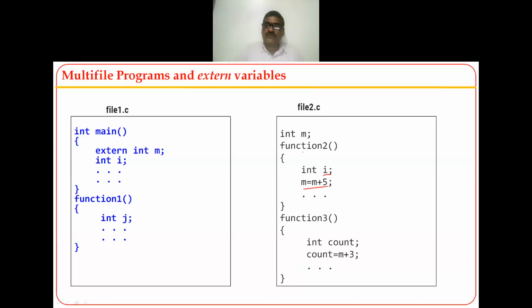Here m is equal to m plus 5. We are making the change for global m in this function. So function 3, int count equal to m plus 3. So we are accessing m here in function 3, and we are assigning count the value m plus 3. Okay. So in this particular case, if we want to access the m value in file 1, we make extern int m, and you can access that m here in this main function.